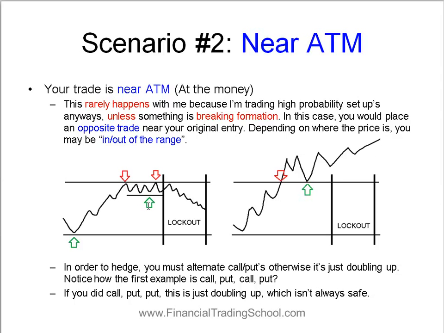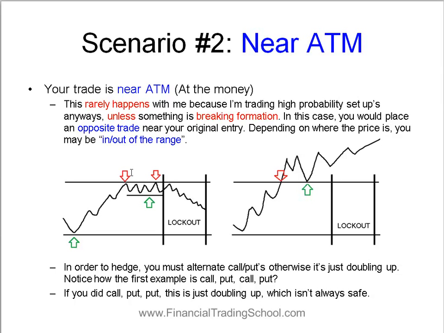Notice how the first example so far is call, put, call. And then it goes up to resistance again. So now you can place a put if you wanted to. So let's say we place a put. And then eventually price goes back down and then you lose this call, but you win the other three because you win this one because it's above and you win these two because it's below. So in this example, this is hedging because you did call, put, put.